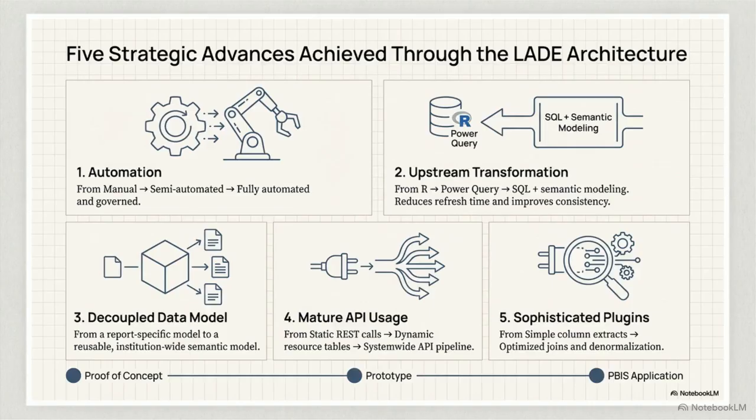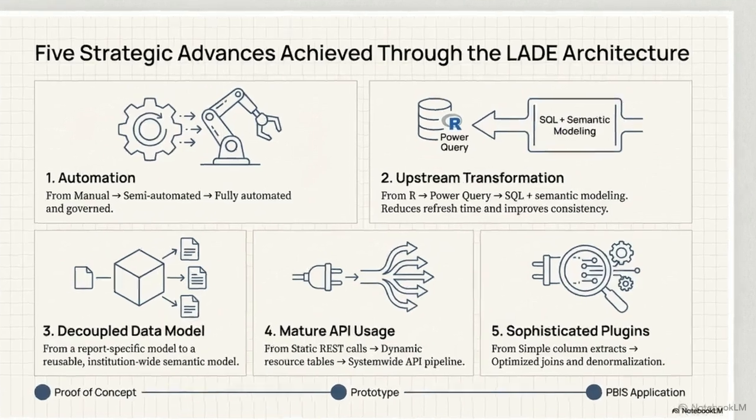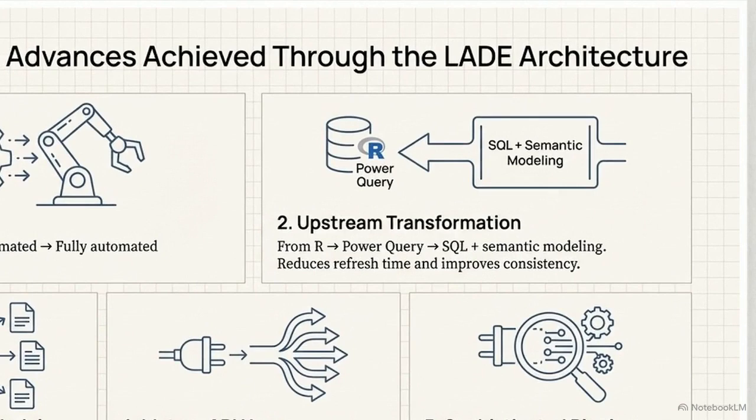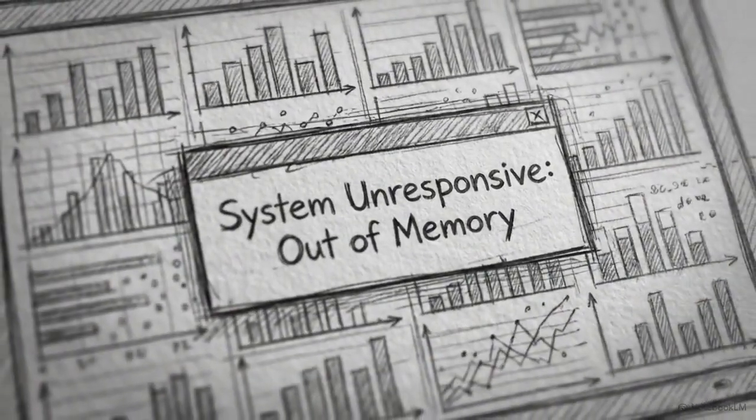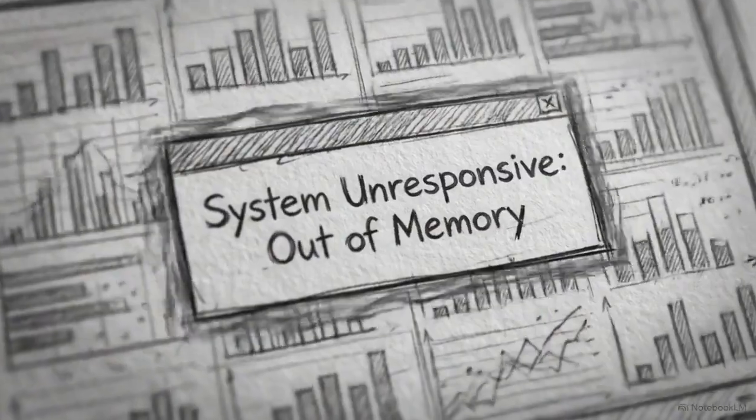This chart of strategic advances emphasizes this transition in Box 2. Moving from R and Power Query to SQL directly reduces refresh times and guarantees that logic is applied consistently. Forcing visualization tools to process data causes crashes under pressure. True scale requires the database to handle the heavy lifting.